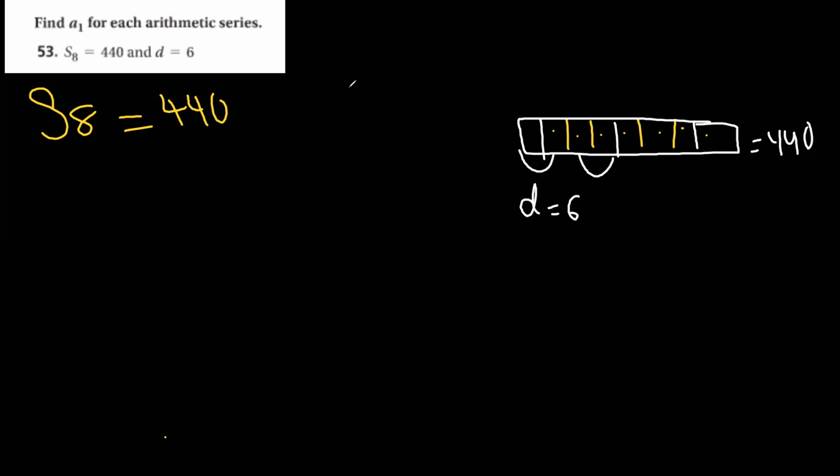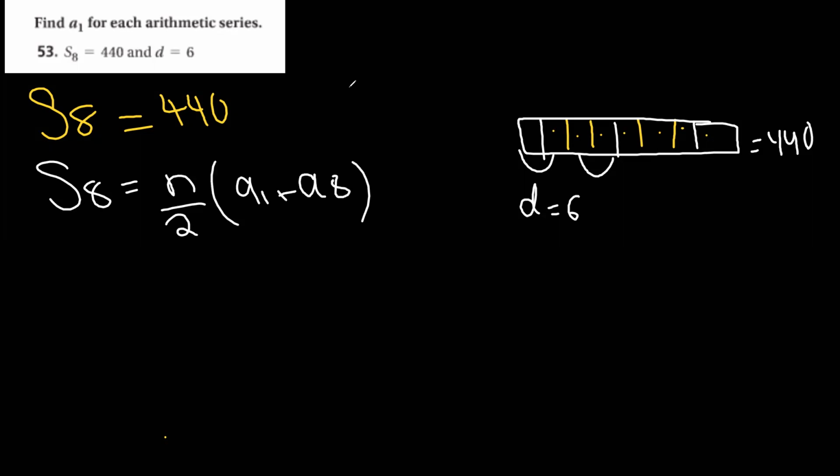Okay, now S sub 8, what is its formula? How can I find the summation of the series? It's n over 2 multiplied by A1 plus An. So here, S sub 8 means n is 8, so 8 over 2. Now, A sub 1 is unknown. I need to find it. Plus A sub 8. Is A sub 8 known here?